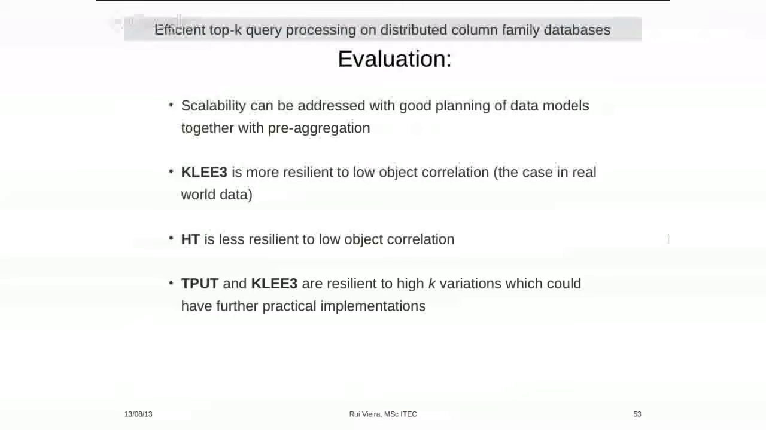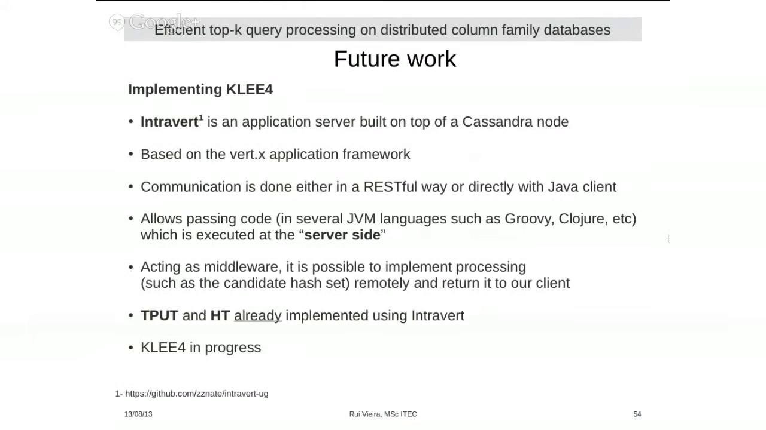Average threshold probably didn't behave as well as expected because of low object correlation in the real-world data set, because the synthetic data set is constructed by a certain set of elements which are the same for all the peers. And that's not a real-world scenario, obviously. When we look at a log, some visitors go in one day, some visitors don't go in another one. So probably average threshold was less resilient to that low correlation of objects. But TPUT and KLEE were resilient to that, and with high K variations, we actually saw very stable results.